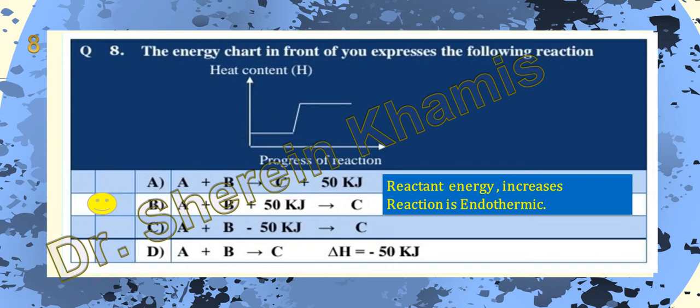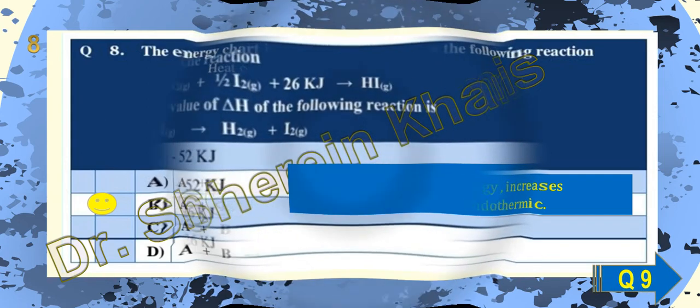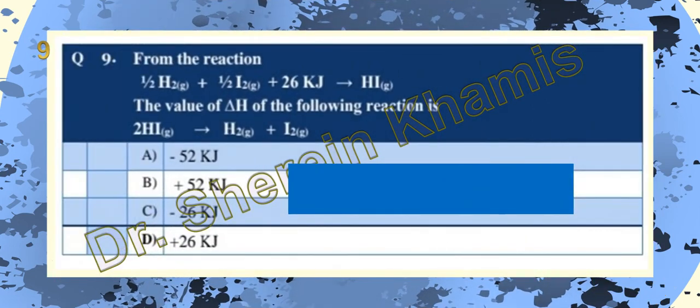Okay, let's go to question 9. Question 9 says that from the reaction we have H2 gas plus I2 gas plus 26 kilojoule that gives HI gas. Okay, the value of delta H in the following reaction is, okay, we will reverse the reaction. At first, if we have the quantity of heat inside the reaction, it will be given to the reaction to form the product. But here we will reverse the reaction to get the delta H value.